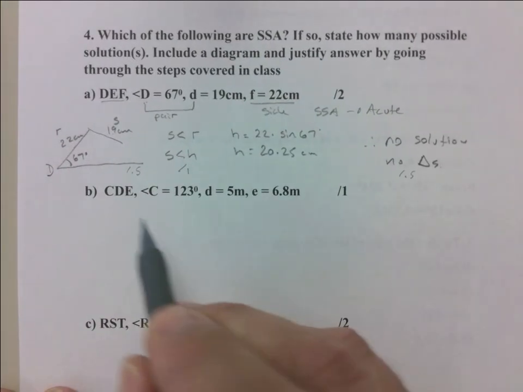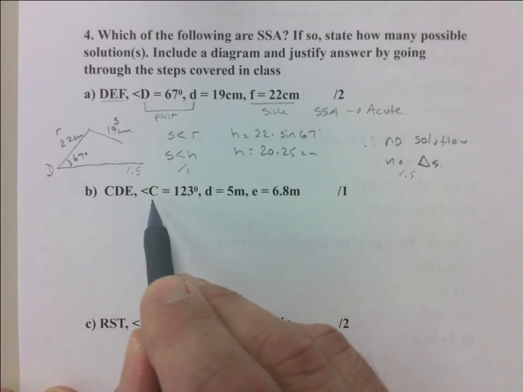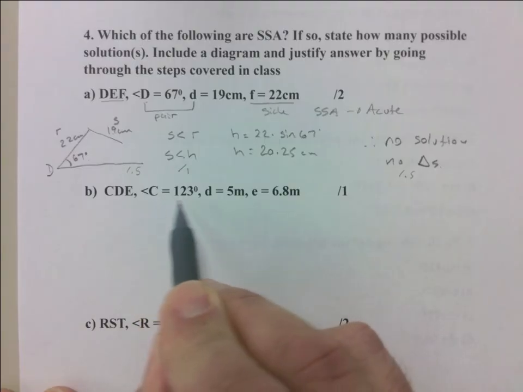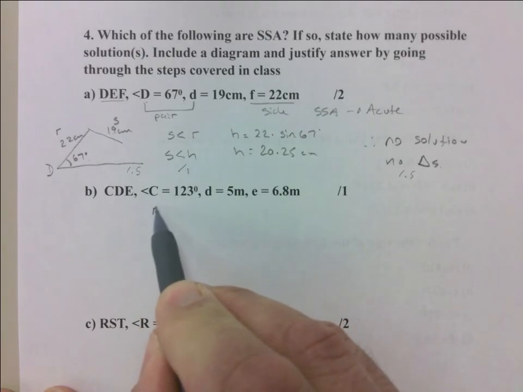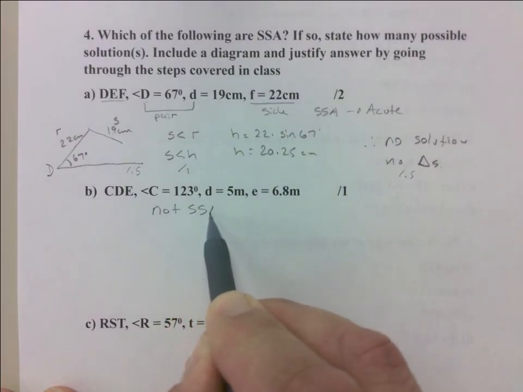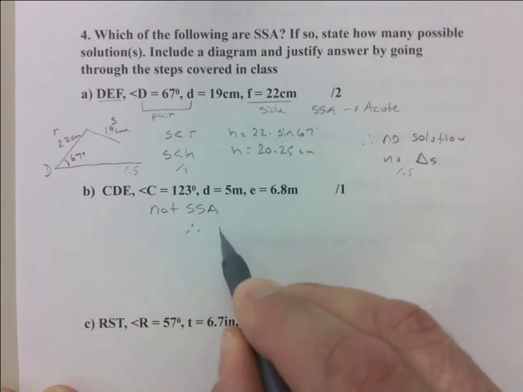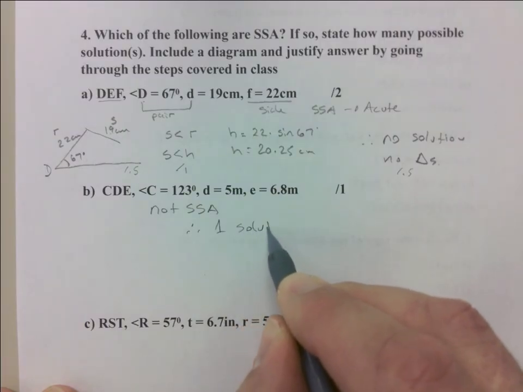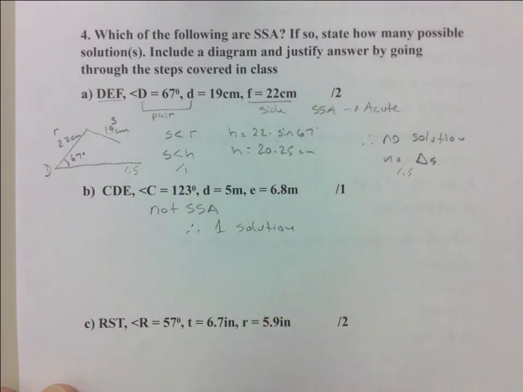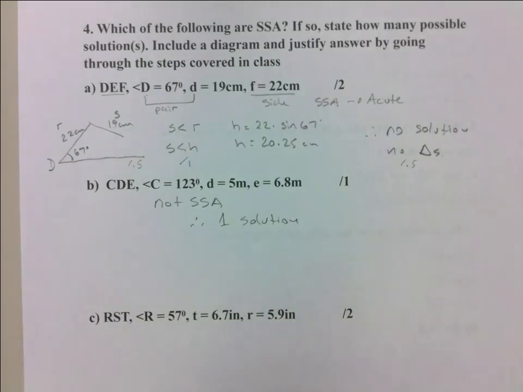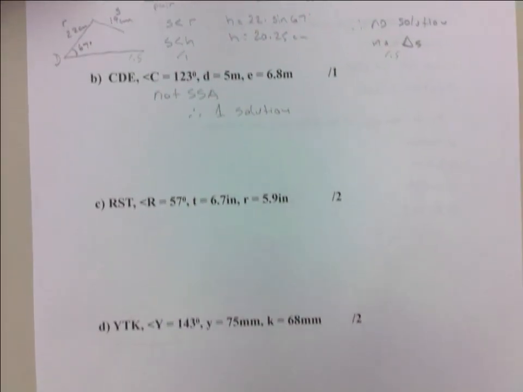Okay. CDE. We notice that this is not an SSA. Therefore, 1 solution. This triangle, you do not have to worry about any of that. It's not going to matter. It's going to be solvable. Okay, so that's it. There's no string and rod needed for that one.